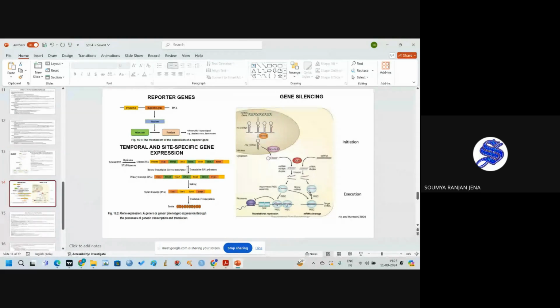And this RISC is the RNA-induced silencing complex. This will target a particular mRNA, being complementary to the target mRNA, and it will cleave the mRNA, so the protein will not be synthesized. This is called gene silencing by translational repression.